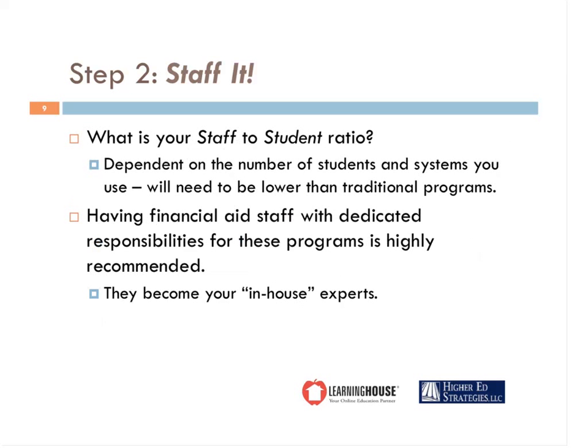What is your staff-to-student ratio? Typically, we often find staff-to-student ratios of one staff person dedicated to 500 financial aid recipients. When we're talking about non-traditional programs, it's not uncommon to find a lower ratio of maybe 1 to 250 or 1 to 300. Typically, it does take more administrative time to administer financial aid for students in non-traditional programs.